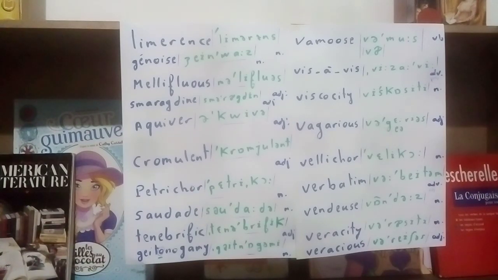Petrichor, the smell of the earth after rain. Saudade, a feeling of longing or melancholy. That's saudade. Tenebrific, producing darkness. Gaetnogamy, the fertilization of flowers.